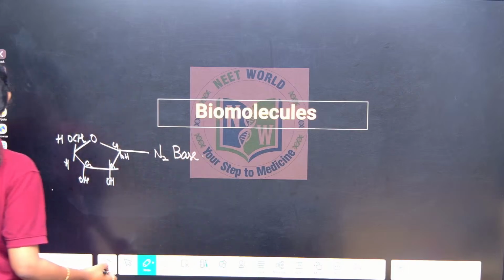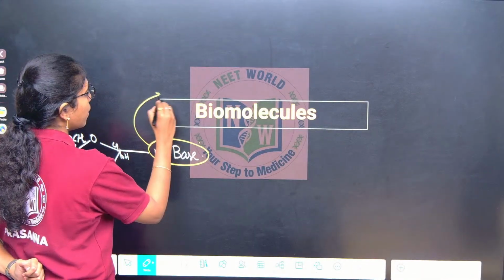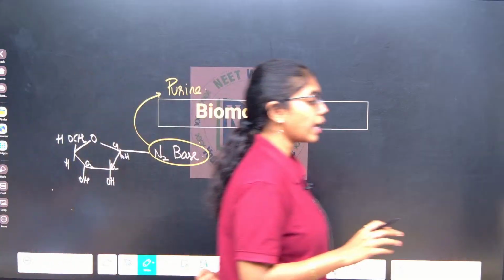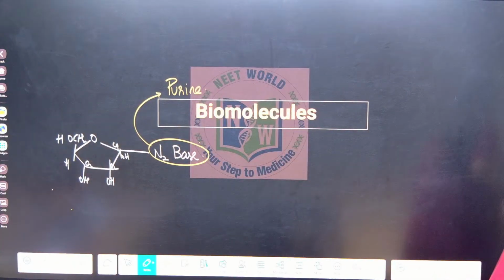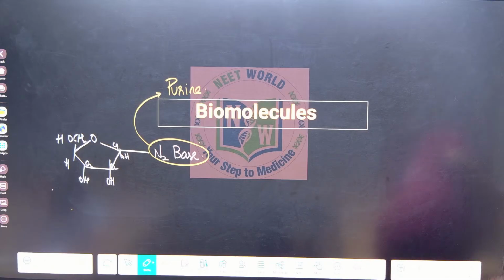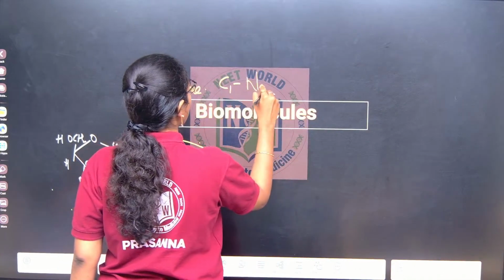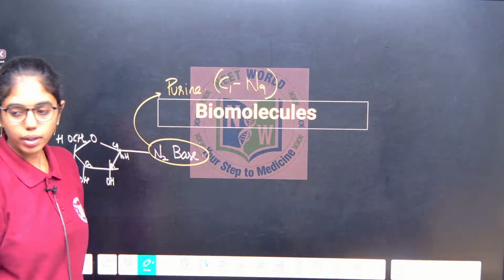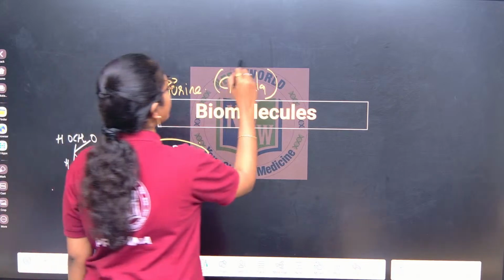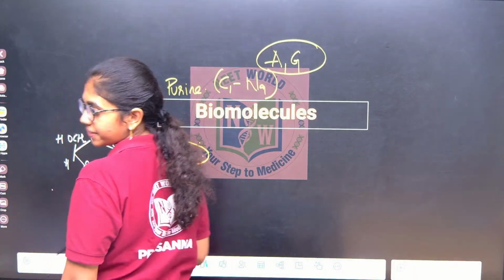If the nitrogen base is purine, how many nitrogens does purine have? 9, right? So C1 of the sugar is connected to N9 of the purine. Examples of purine? Adenine and guanine. Maintain the running notes neatly.